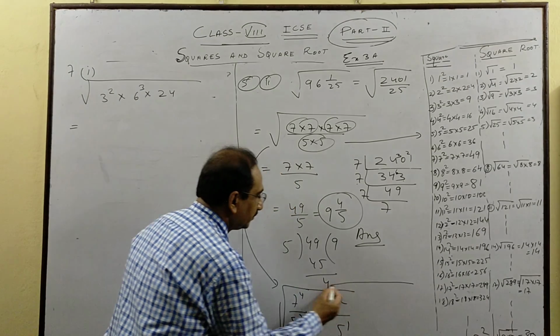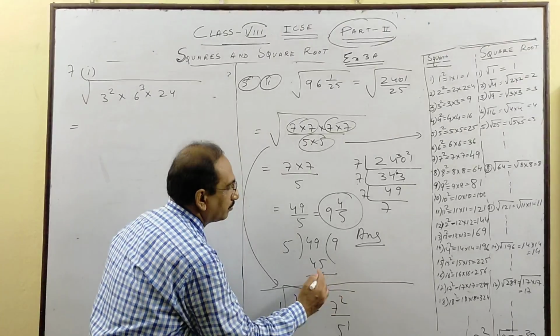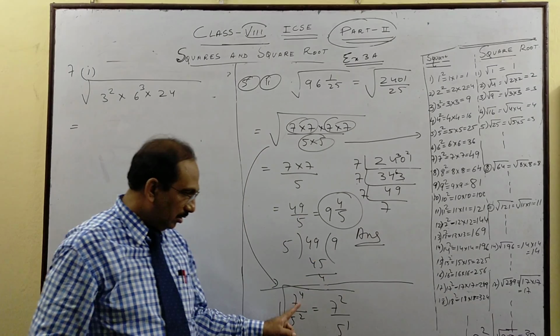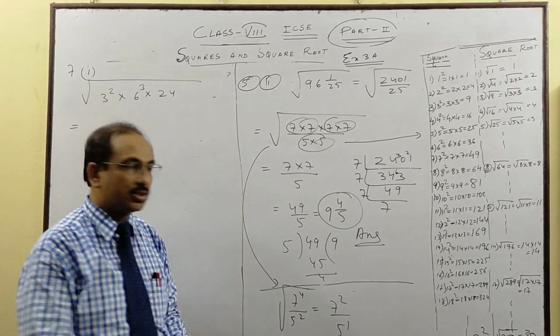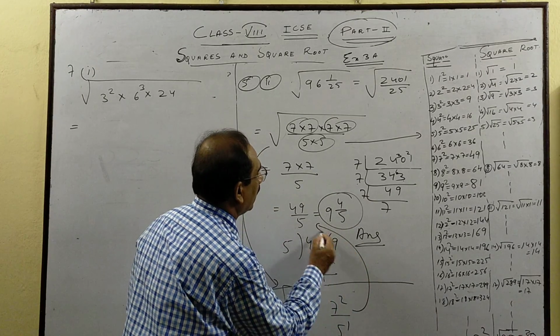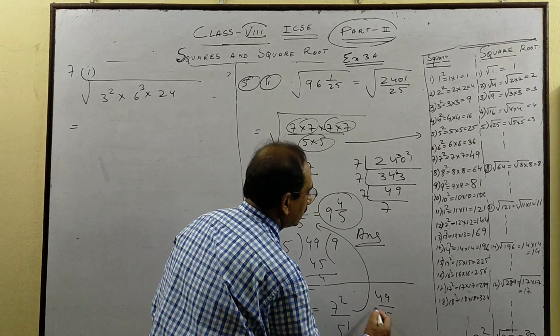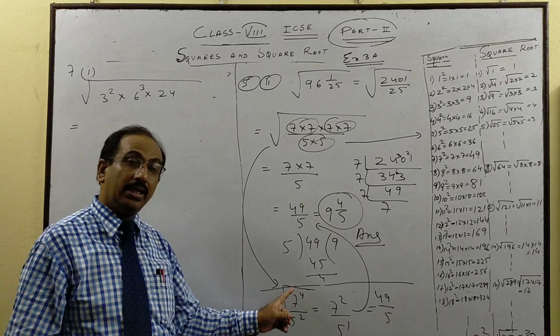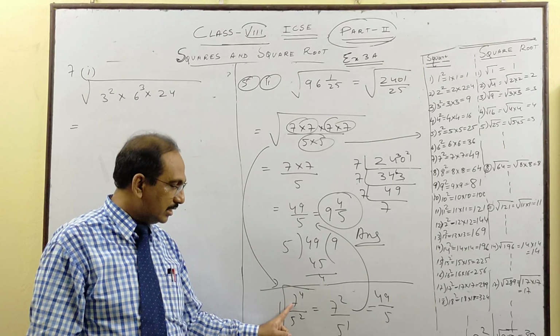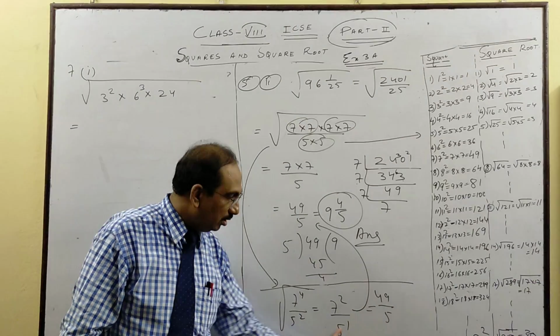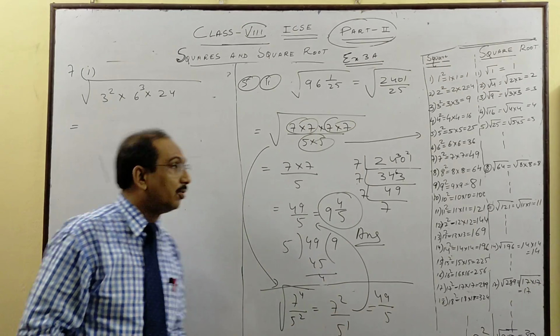So here if you see, children, power 4 becomes 2 when you take it out of the root sign, and 5 becomes 1. So the answer is the same, 49 by 5. You will get the same thing. So here what we learn: when it is in index form or indices form, the power gets halved when you take it out of the square root.